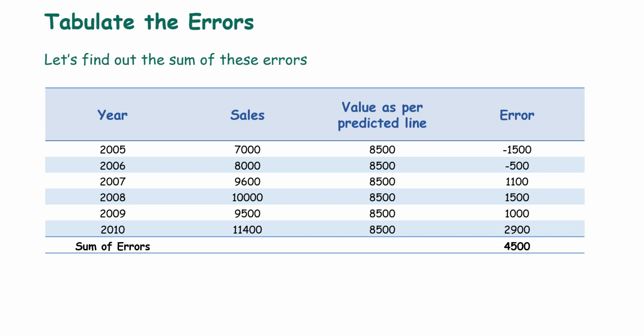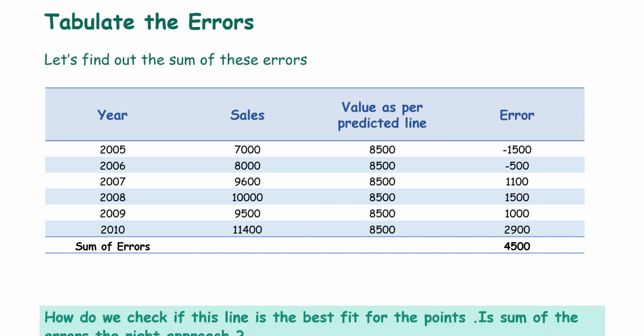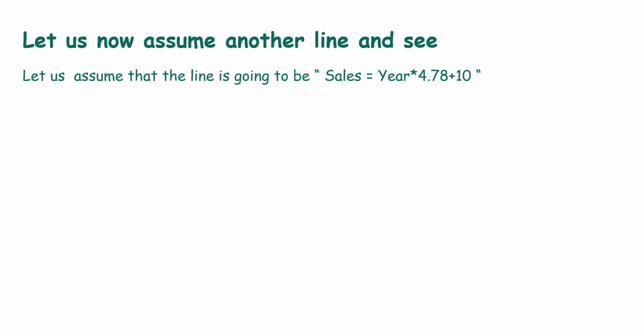There could be some other line which has lesser error, right? So let's try and find out. Now, how do we check? The best way to do it is to assume another line and see what happens with that line. So right now, let me assume some random line. Let's say sales is equal to year times 4.78 plus 10.